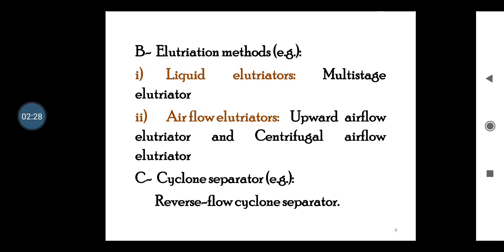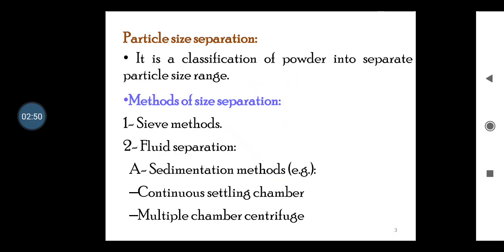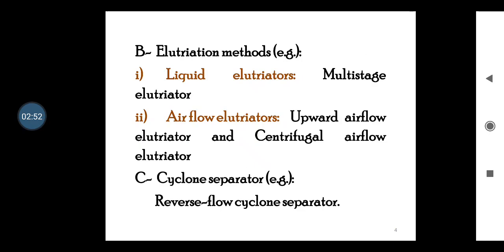Then the second one is the elutriation method. It falls into two different categories, that is, liquid elutriators and airflow elutriators. The example of a liquid elutriator is the multi-stage elutriator, and for airflow elutriators, the examples are the upward airflow elutriator and the centrifugal airflow elutriator. The third one in the fluid separation methods is the cyclone separator. The example cited here is the reverse flow cyclone separator.